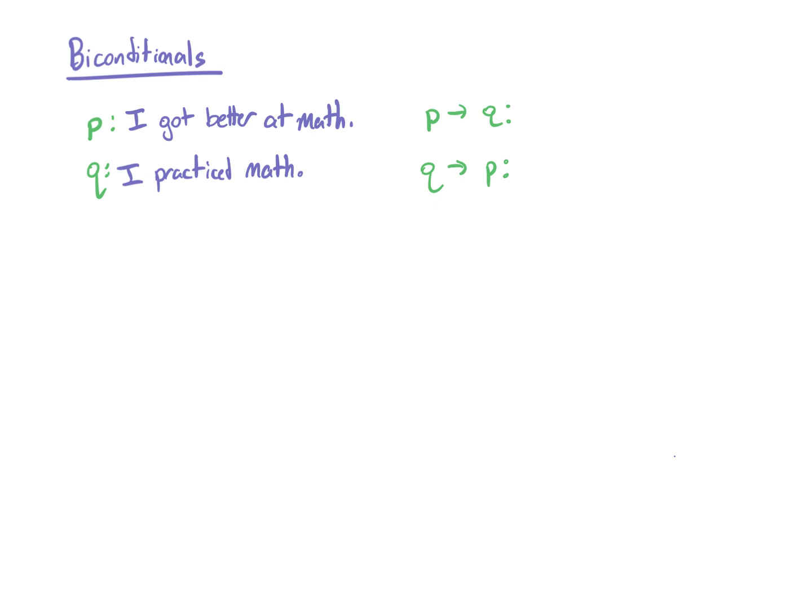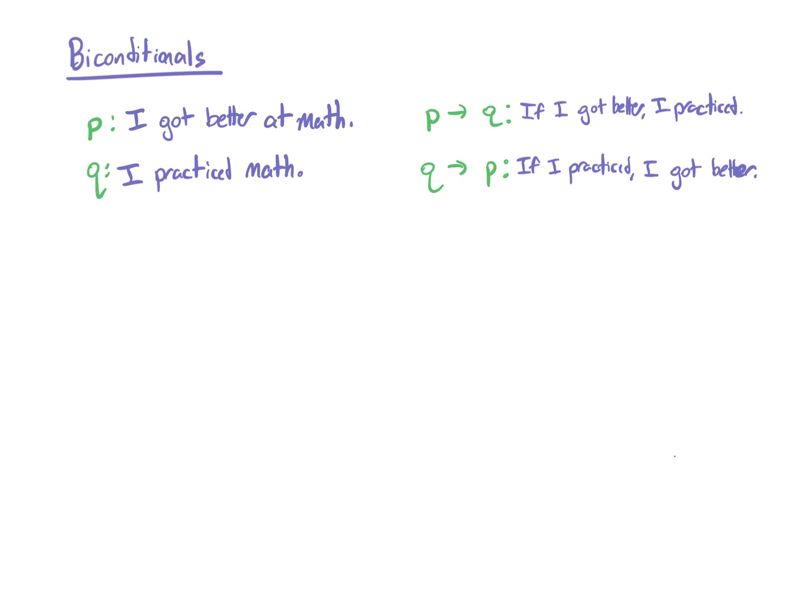So on the one hand, if we look at P implies Q: if I got better, I practiced. So this is true. The way to get better at math is to practice math. So if you got better, it's because you practiced. But also Q implies P: if I practiced, I got better. So that's also true. If you practice, then you get better. That's what happens when you practice, is you get better at math.